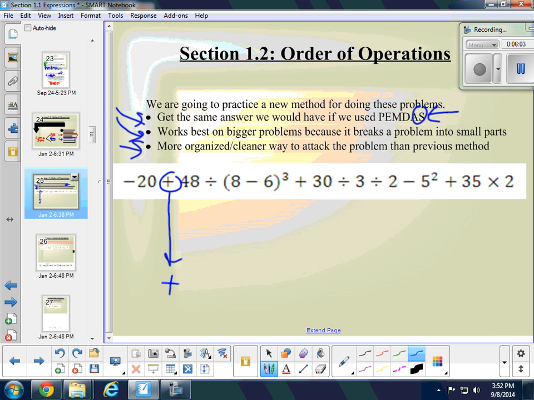I'm going to circle any addition or subtraction sign that's not inside a parentheses. So this one right here, 8 minus 6, I'm not going to do that one. If it's in a parentheses, I won't circle it. But any other addition or subtraction sign, if I was doing this problem with PEMDAS, would be some of the last things that I would do. So I drop down all those addition and subtraction signs.